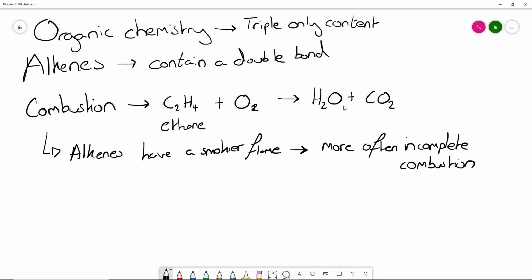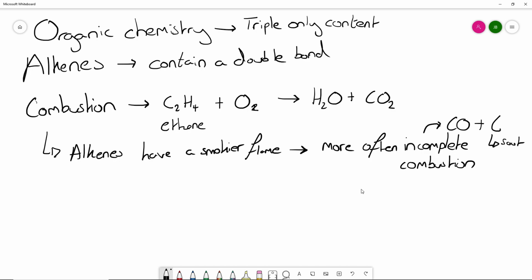Now, this is not a balanced equation. You will have to balance it yourselves, but this is just the general equation for the combustion of an alkene. Right, so oxygen making H2O and CO2. This is complete, but you'll be told in your exams whether you are talking about complete or incomplete. As I said, incomplete, you end up with either CO or, for example, just C, and this is soot.